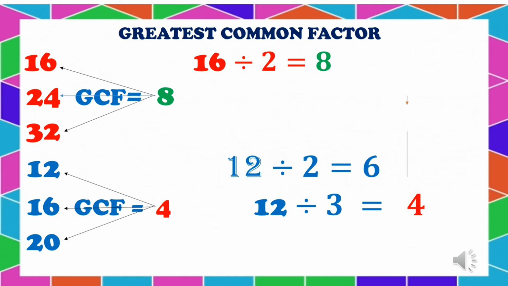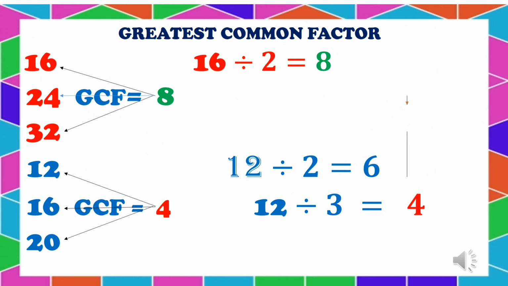So your smaller number is 16. So you try to look at the two numbers. Can you divide the two numbers by 16? Of course, you could not divide 24 by 16. You can divide 32 but not 24. So what you are going to do is divide the smaller number by 2. So as you divide the smaller number by 2, which is 16 divided by 2, you will get 8.